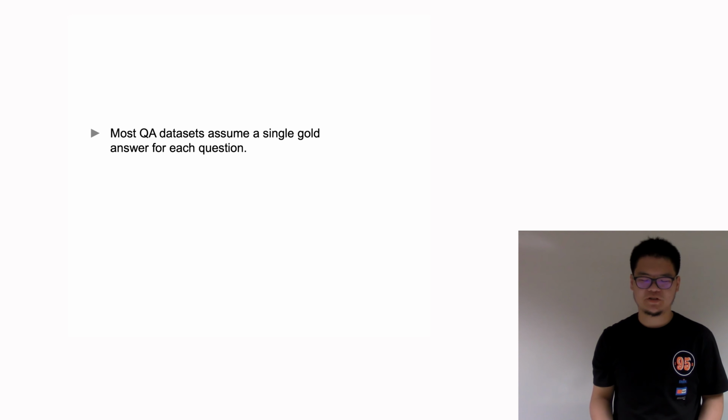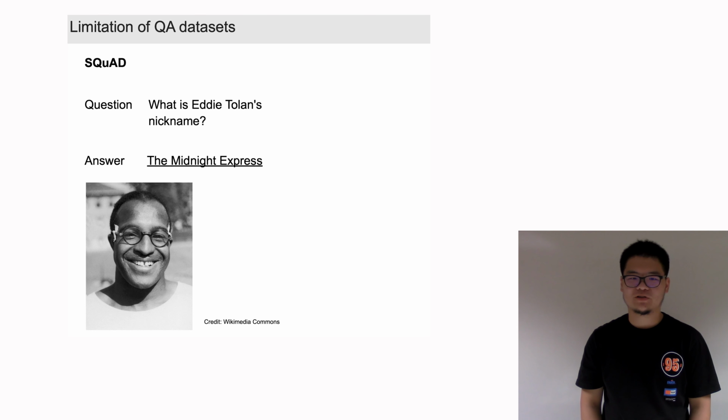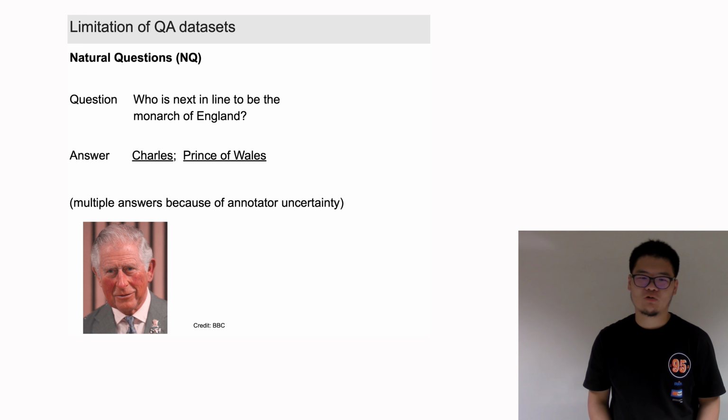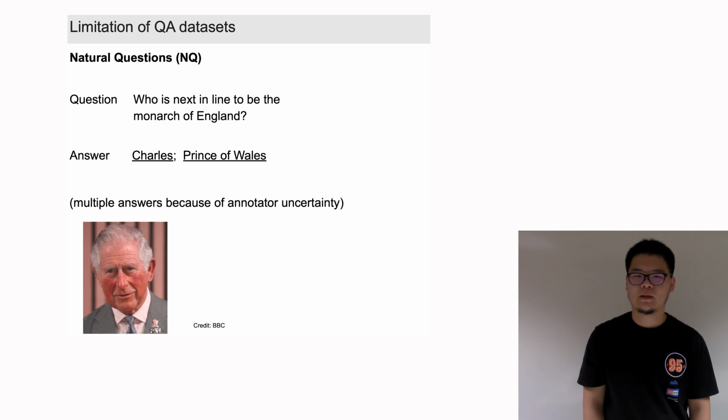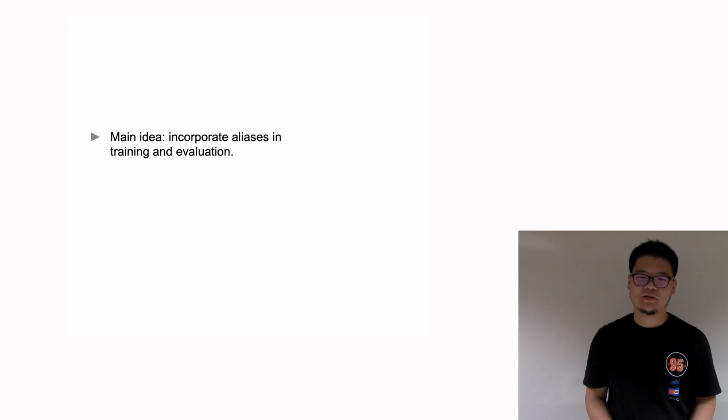As seen from the previous example, most QA datasets only have a single answer for each question. For example, in SQuAD, there's only one single answer for each question annotated. On Natural Questions, sometimes you get multiple answers, but this is really a result of annotated uncertainty rather than an attempt to cover answer aliases. On TriviaQA, you do get a list of aliases for each gold answer. And we will explore the effect of incorporating these aliases in model training and evaluation.